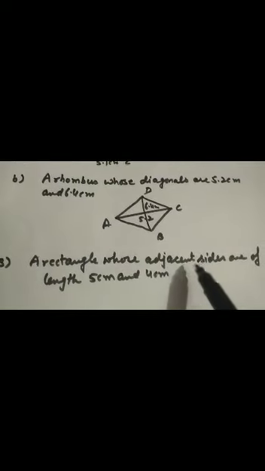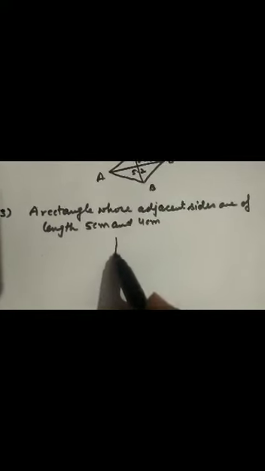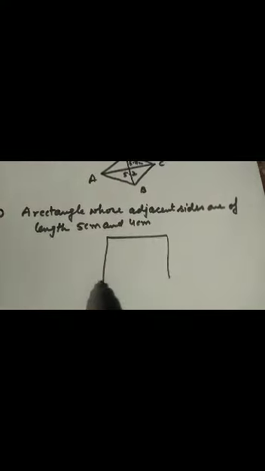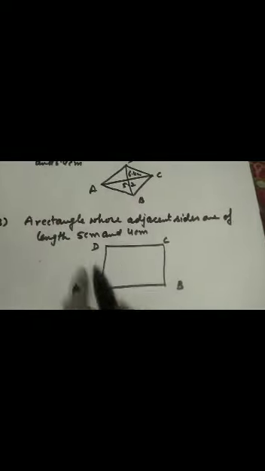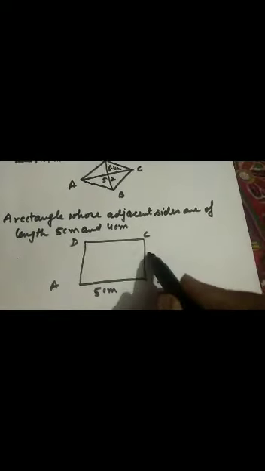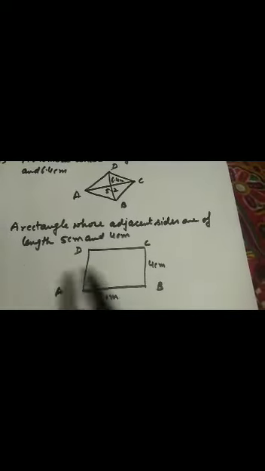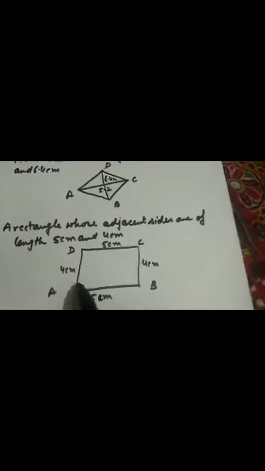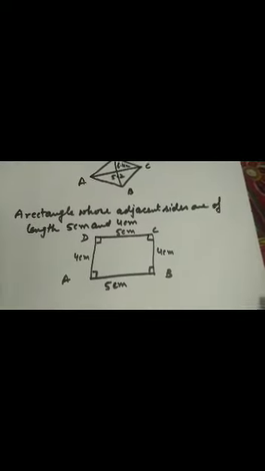Now, third part of this question is a rectangle whose adjacent sides are of length 5 centimeter and 4 centimeter. So, for this, you will draw one rough figure. Name is not given. You can write it yourself. ABCD is a rectangle whose adjacent sides are of 5 centimeter and 4 centimeter. We know that opposite sides of a rectangle are equal. It means this side will be 4 centimeter and this will be 5 centimeter. And each angle is of 90 degree. So you can construct this also.